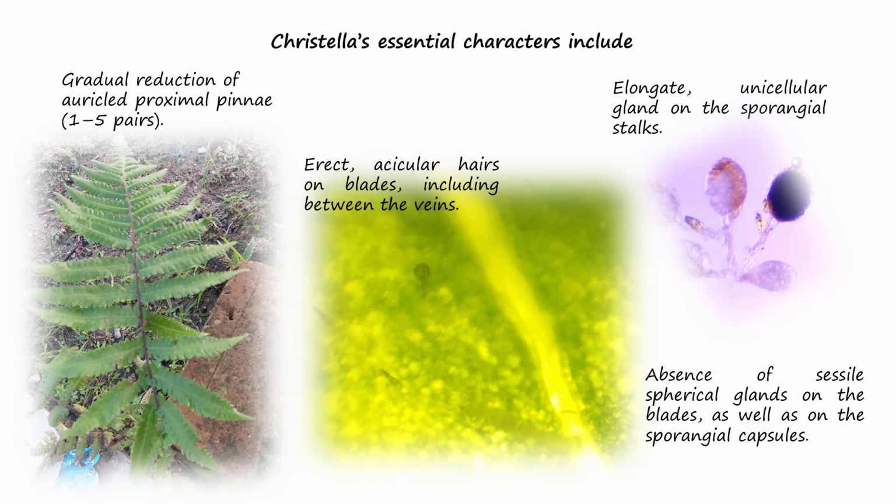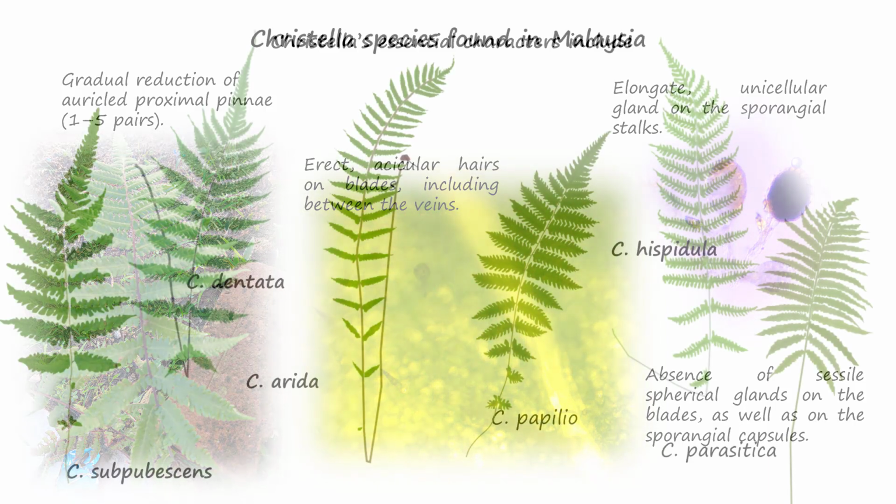Oldham considered the essential characteristics of Christella are the presence of an elongate unicellular gland on the sporangial stalks, usually a gradual reduction of auricled proximal pinnae 1 to 5 pairs, the universal presence of erect acicular hairs on blades including the veins, and the absence of sessile spherical glands on the blades and on the sporangial capsules.